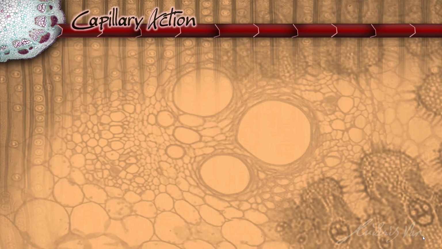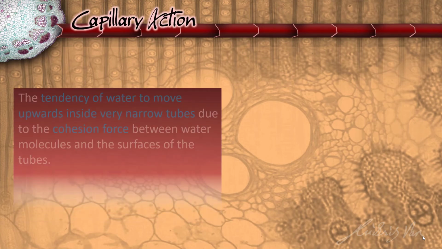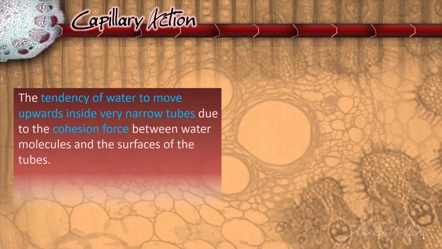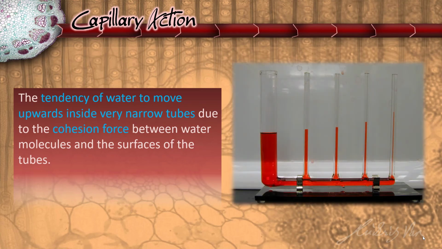At the same time, the plant also experiences capillary action. Capillary action is the tendency of water to move upward inside very narrow tubes due to cohesion force between water molecules and the surface of the tube. If you have glass tubes of different diameter, and you fill them up with liquid, the intuitive observation you would think is that the water is at the same level. But due to the difference in diameter, some of the water levels will be higher than that of the others. The glass tube with the most narrow diameter will have the highest water level.